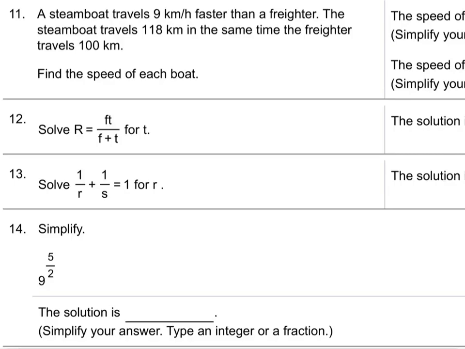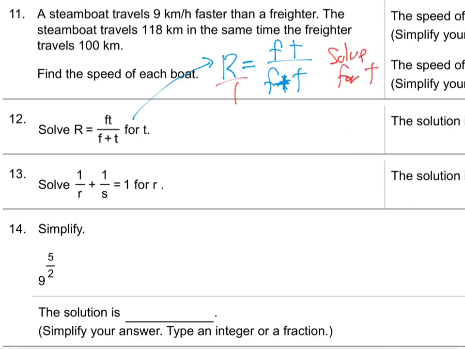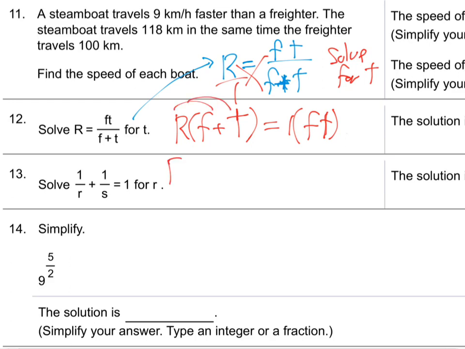with number 12. I'm going to rewrite number 12 right up here. So R equals FT over F plus T. Okay, and I'm supposed to solve for T. Okay, so put this over 1, diagonal, diagonal. So R times F plus T equals 1 times FT. Okay, so distribute this R. RF plus RT. 1 times FT is just FT.